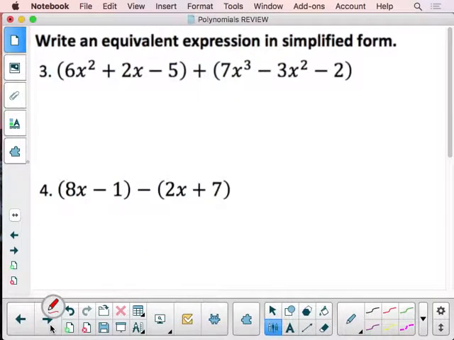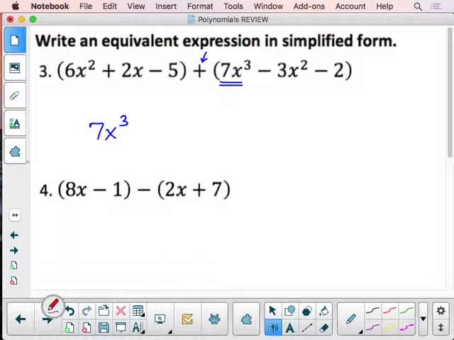Number 3 is a simple addition problem. Do not mistake this for multiplication. When you see that right there, that means add. So we're just going to look for like terms. Let's start with our highest exponent first, 7x cubed. I don't see any other terms with x cubes, so the answer there is going to be just 7x cubed.